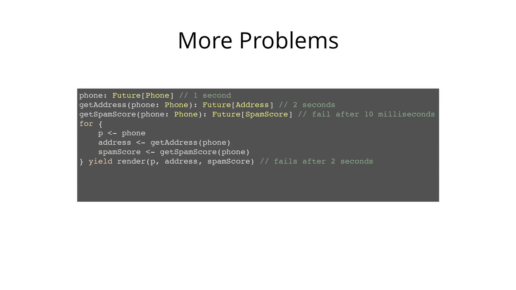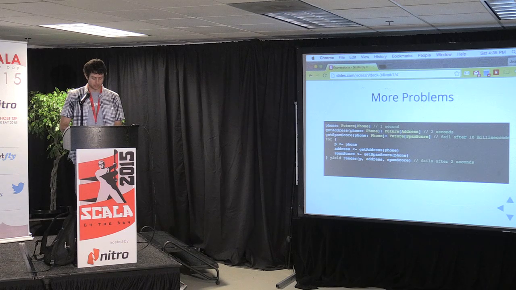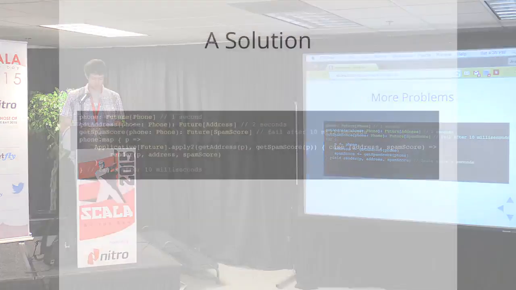So that's a solution. But then here's another problem where we actually have a dependency. In order to get the address, we need the phone. And to get the spam score, we also need the phone. And so in this case, we want to go back to our for comprehension model where we have a dependency. But then there isn't a dependency between get address and get spam score. So we're still failing after 2 seconds because get address takes 2 seconds. Get spam score fails after 10 milliseconds, but we're not able to address this.